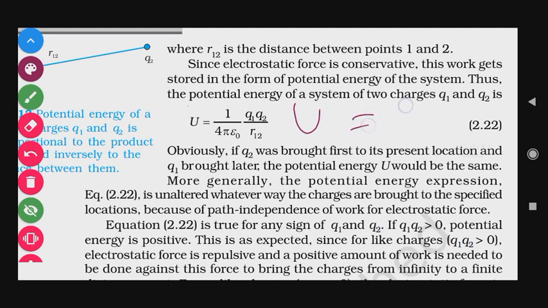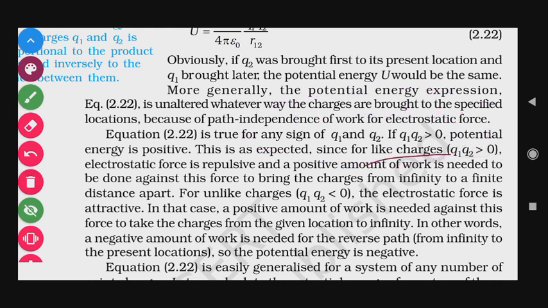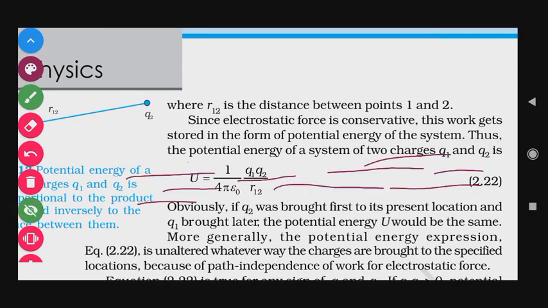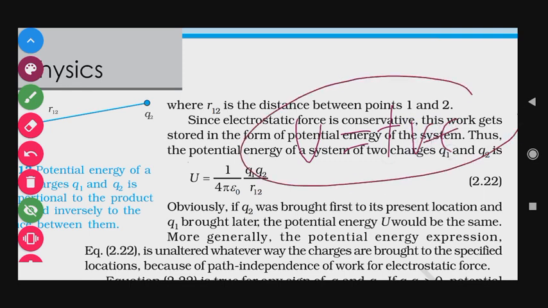It means there will be repulsion between the two charges. Positive potential energy is unstable. This is expected since for like charges the electric force is repulsion, and a positive amount of work is needed against this force to bring the charges from infinity to a finite distance apart. We did work against the repulsive force and brought them together, so they will exert repulsive force. Remember, positive U means repulsion.